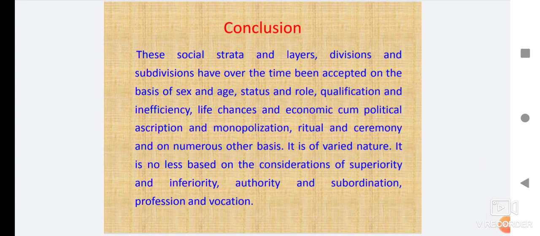Conclusion: these social strata and layers, divisions and subdivisions have over the time been accepted on the basis of sex and age, status and role, qualification and efficiency, life chances and economic and political ascription and mobilization, ritual and ceremony, and on numerous other bases. It is of varied nature. It is no less based on the consideration of superiority and inferiority, authority and subordination, profession and vocation.